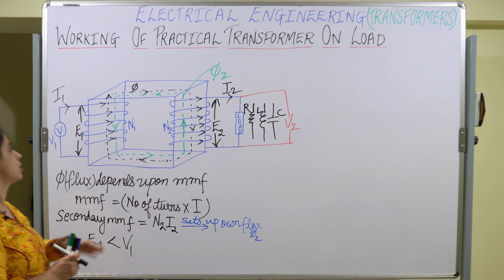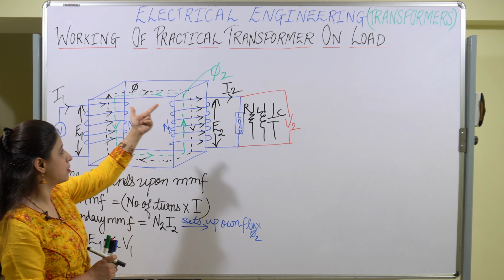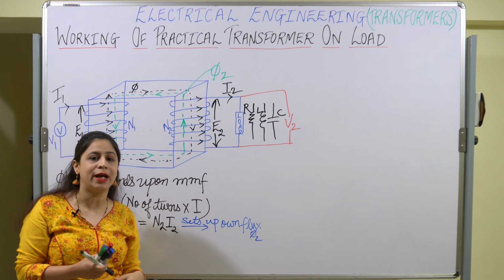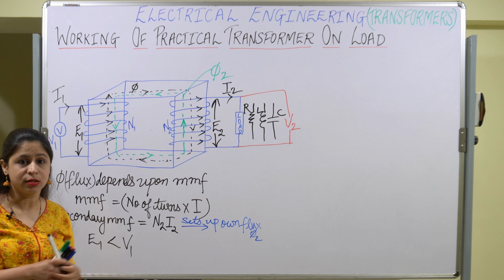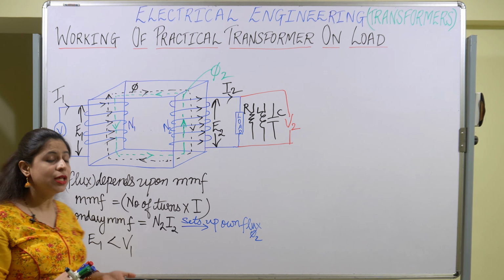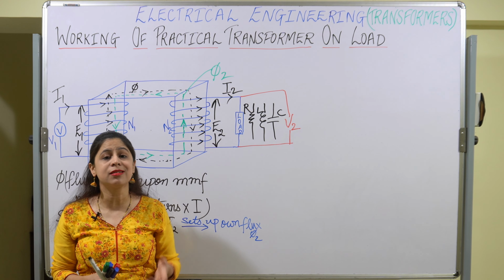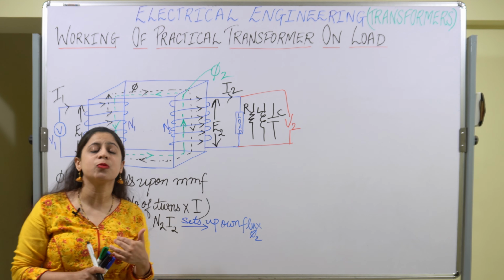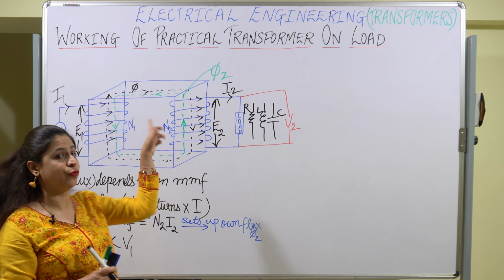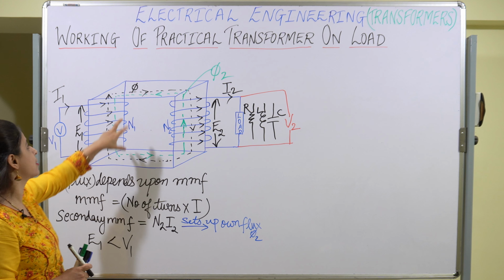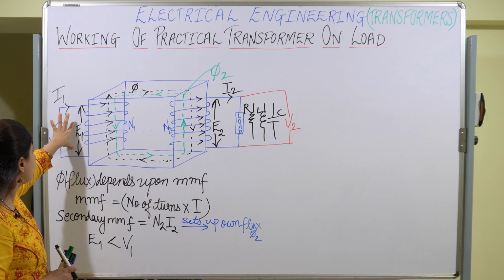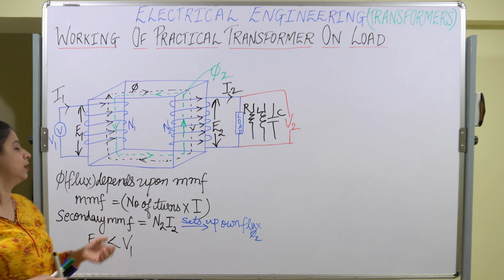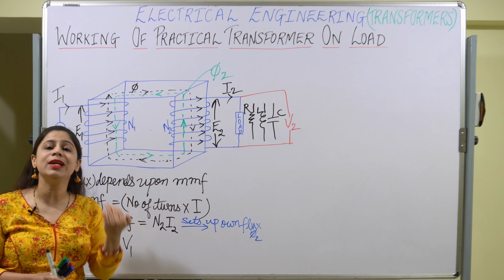Because of this flux, the secondary MMF N2 I2 is also known as demagnetizing ampere turns, because it is setting up the flux which is responsible for weakening the main flux of the core. And as soon as the flux gets reduced, the EMF E1 also starts decreasing, and it decreases in such a manner that the voltage increases.